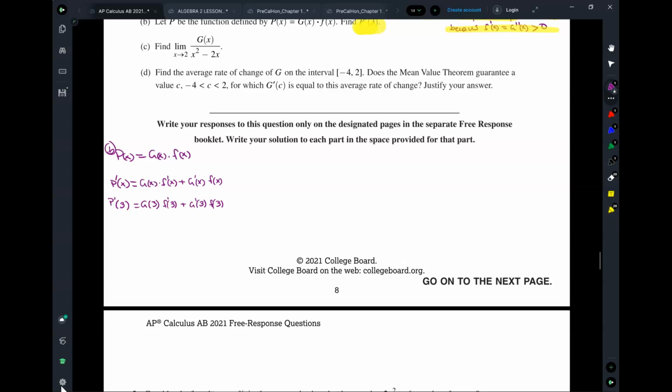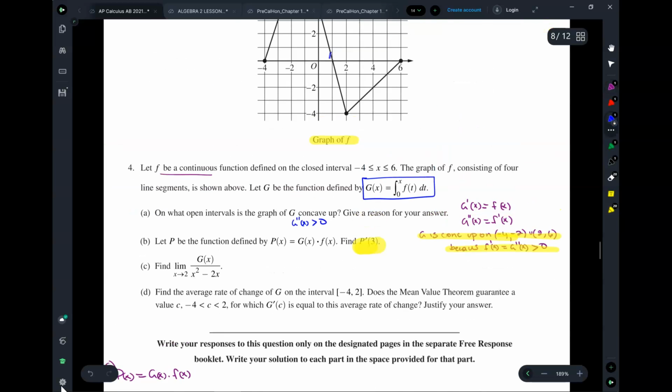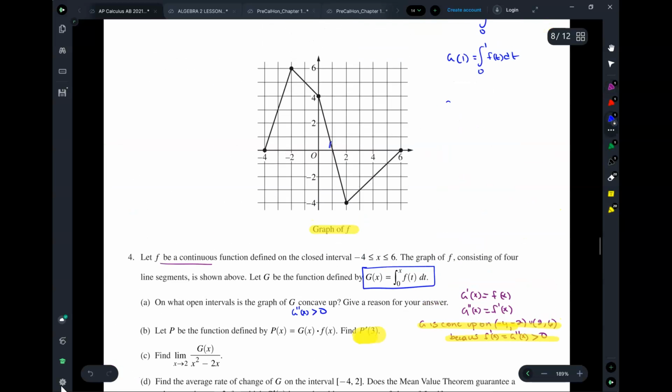Okay, now, g of 3, let's go up here. G of 3 is from 0 to 3, area of f of t dt. So from 0 to 3.